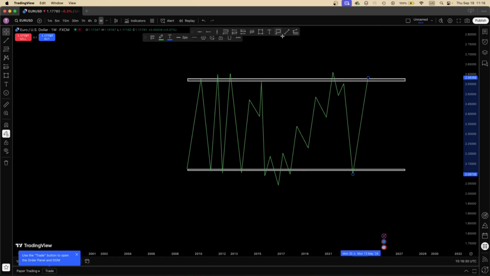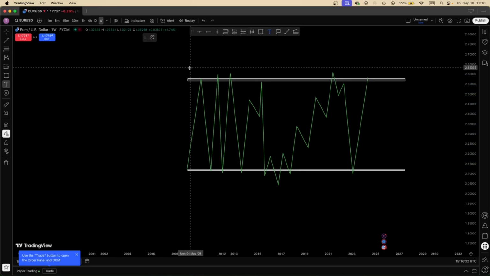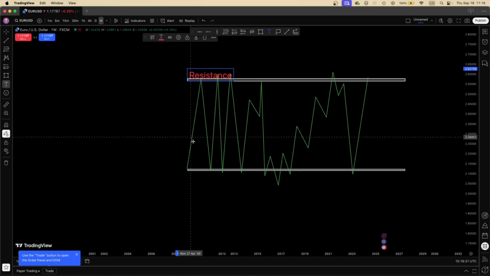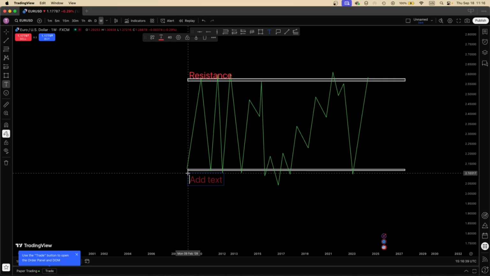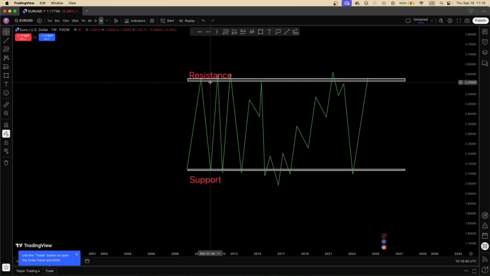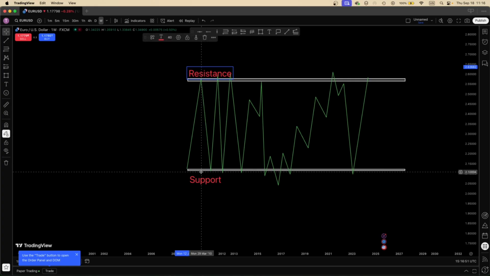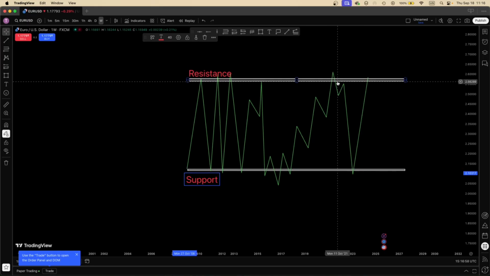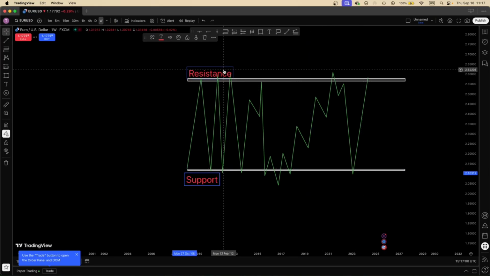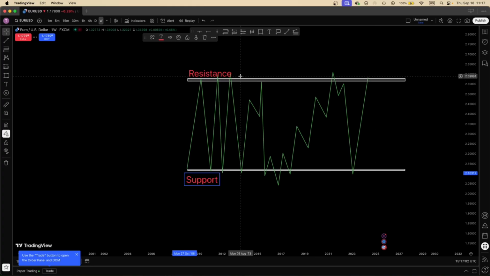So the ceiling is what they call resistance, and the floor is what they call support. What we need to know now is that it's not a specific price or specific line or specific point. It's a collective zone, we call it.